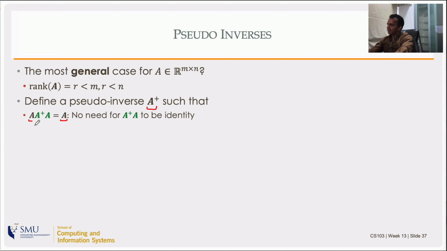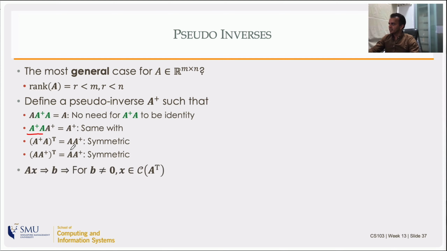So A, with something multiplying A, gives you A. This is like the identity matrix, but it's not quite the identity matrix. Similarly, I have another one, A plus times A times A plus, and that gives me A plus also. That is another requirement. And then we require that A plus A and A A plus should be symmetric. So these are symmetric.